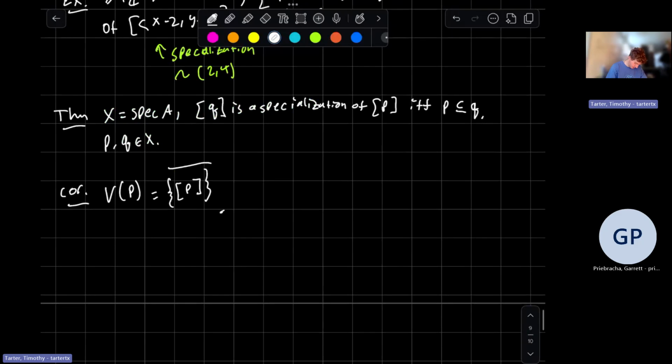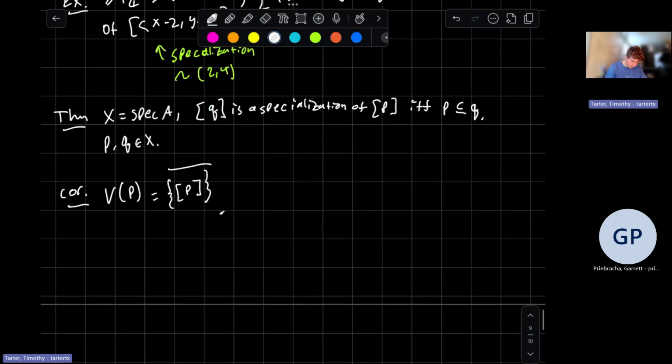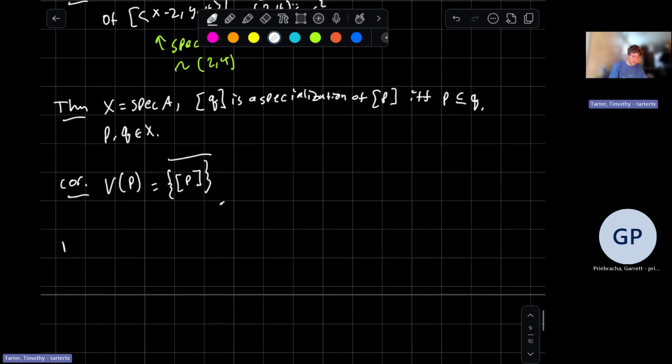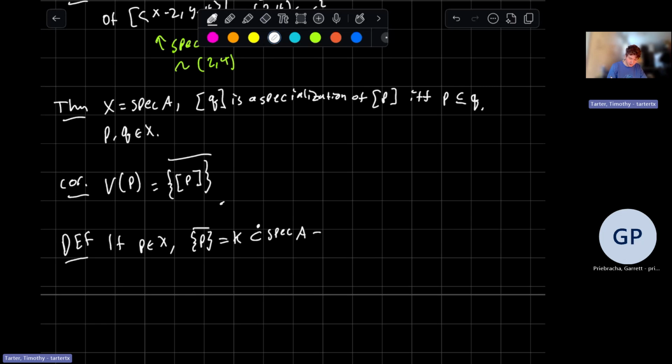And then as a definition that results from this, if P in X has the Zariski closure equal to K, which is a closed subset of spec A equals X, then P is generic.